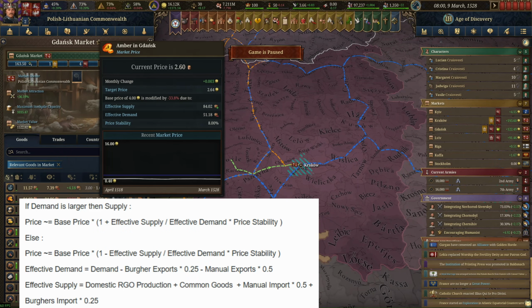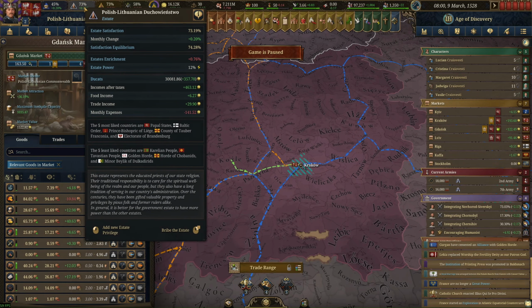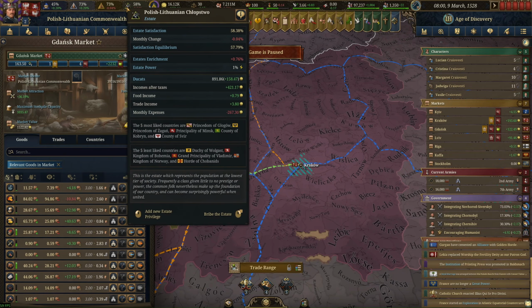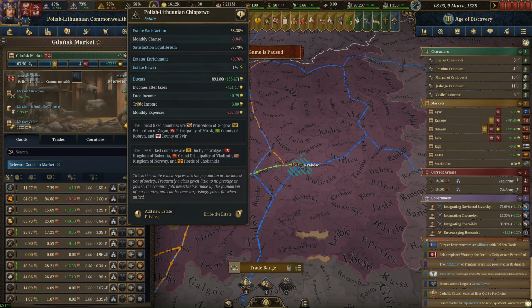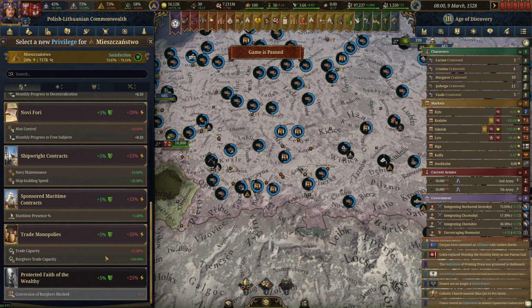From that formula, you can also see that there is a type of trade in this game we cannot directly influence, and it is performed by the burghers. And it is difficult to say, because I found no information on this anywhere, how this trade performed by burghers is then divided among all estates, because each estate receives trade income, or whether the income from trade performed by burghers goes only to that social estate. There is a privilege that increases trade capacity for burghers, but personally I rarely use it, because I don't want to reduce my own trade capacity.